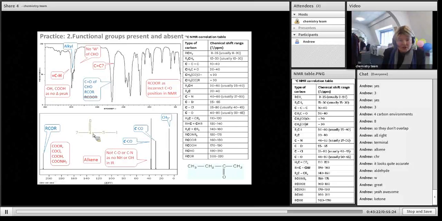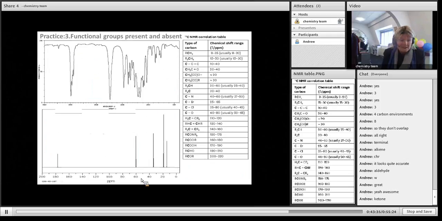And there we've got two downfield. So can you see the ketone? If a ketone is there, it means I've got to have two carbons adjacent to a carbonyl. So I must see two of those peaks being shifted downfield.